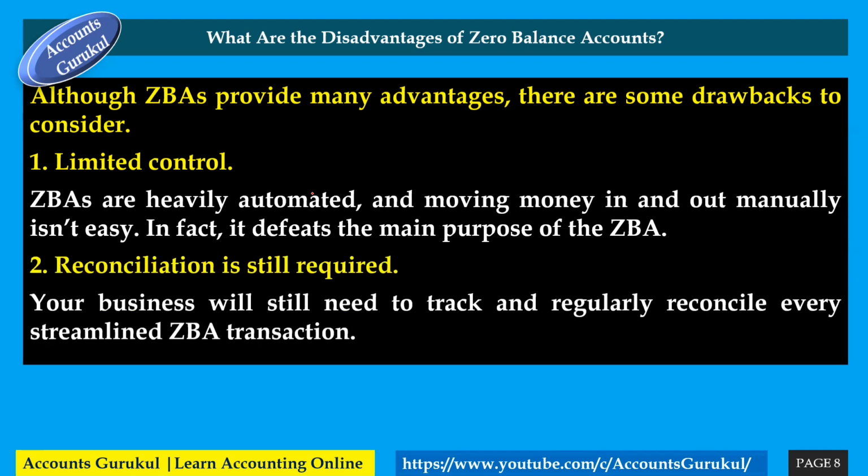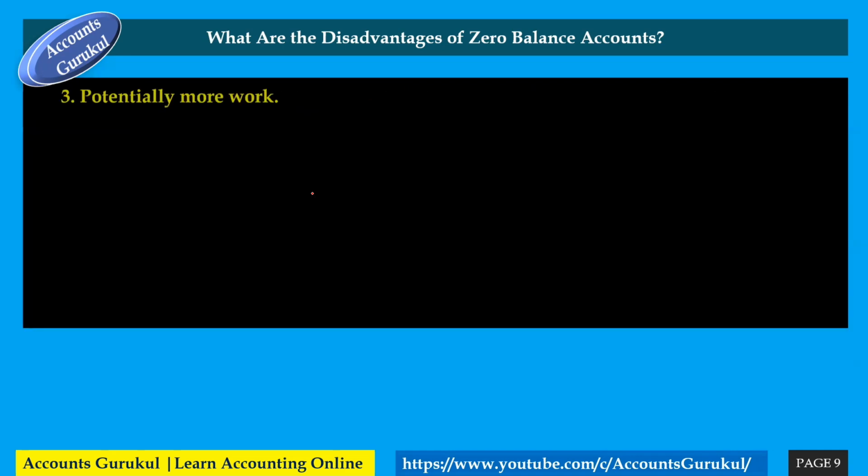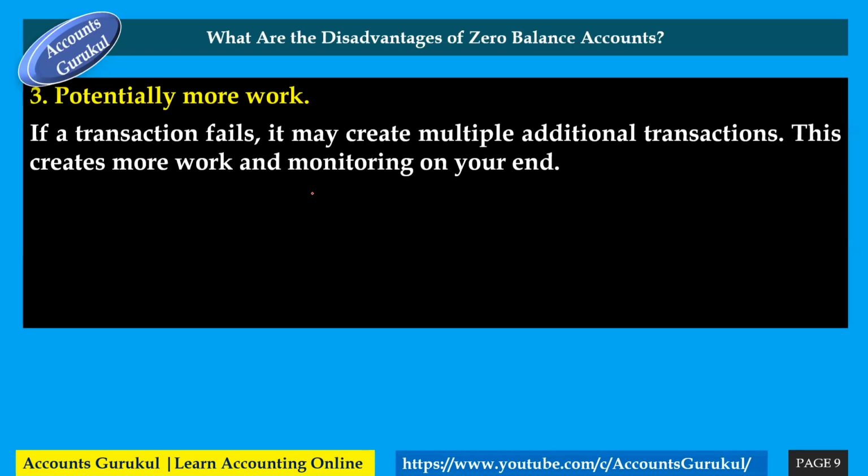Reconciliation is still required. Your business will still need to track and regularly reconcile every streamlined zero balance account transaction. So that's the reason you have to do the reconciliations of a zero balance account. Potentially more work. If a transaction fails, it may create multiple additional transactions. This creates more work on monitoring on your end. That's the reason you have to do the reconciliations, and your opening balance is always going to be zero when you are doing the reconciliations.